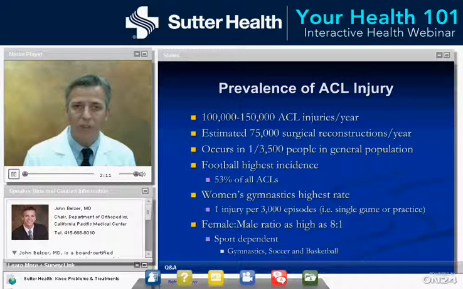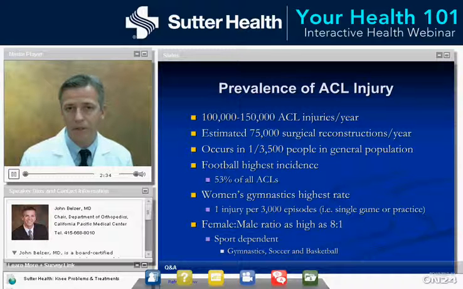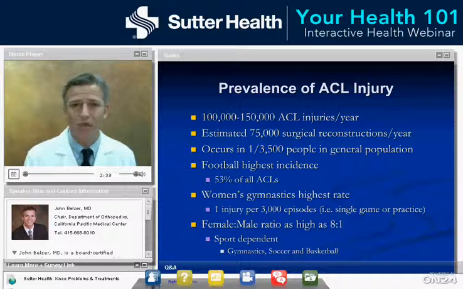However, the rate of injury is much higher in women's gymnastics. What a rate means is the number of injuries that occur per participation hour. So an episode is a practice or a sporting activity. Women's gymnastics has a rate of injury of 1 ACL injury per 3,000 episodes, meaning practice or sporting activity. So it's a very high rate. And we see this across the board in many sports in terms of ACL injuries. Women have a rate as high as 8-to-1 over men in sports such as gymnastics, basketball, and soccer.